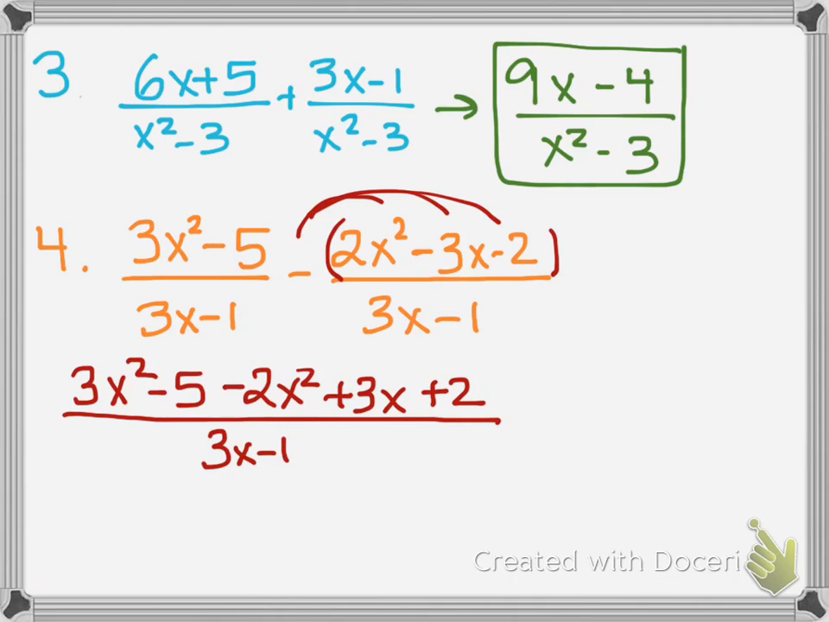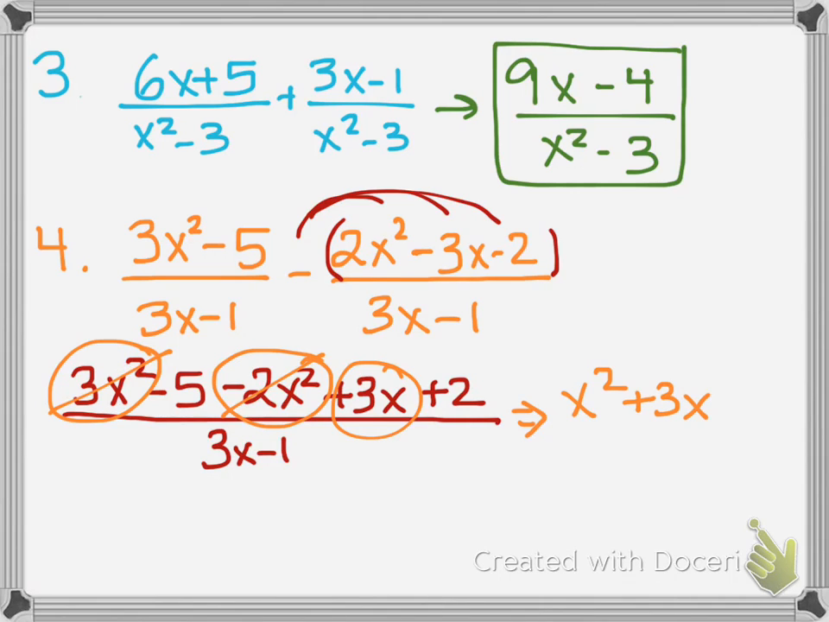So now we're just going to add like terms in the numerator. We have 3x squared and negative 2x squared, so this is just going to give me x squared. Got rid of those. We have a 3x, and then we have a minus 5 and a plus 2, so we have minus 3 all over 3x minus 1.